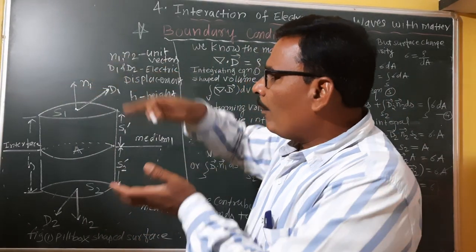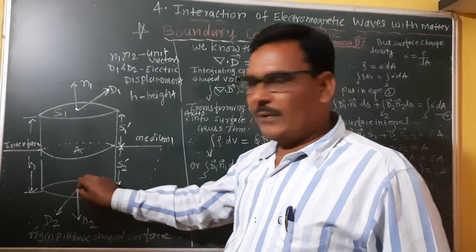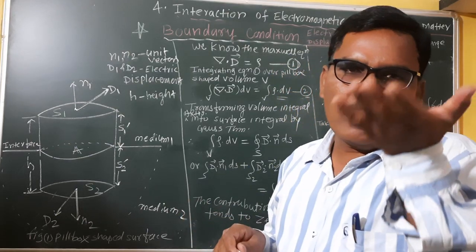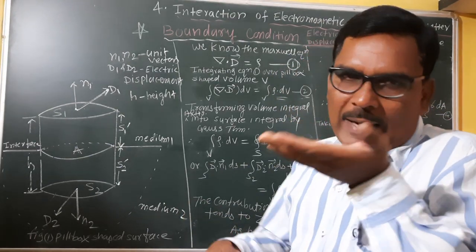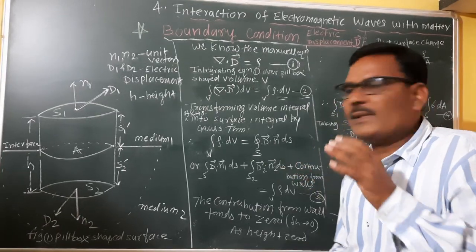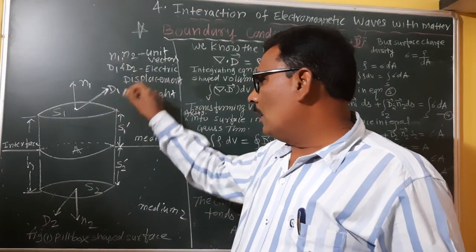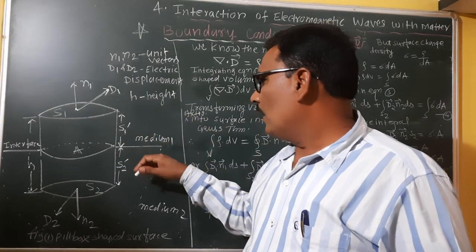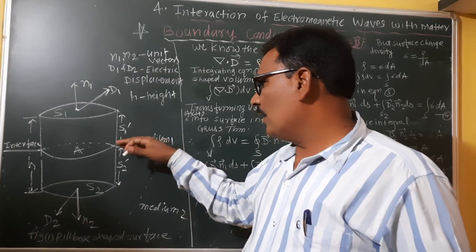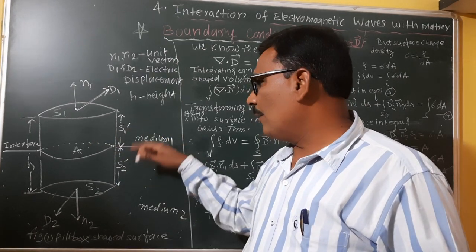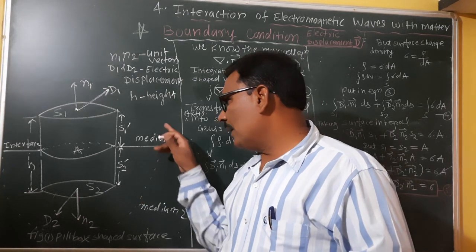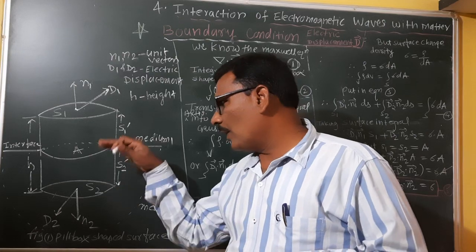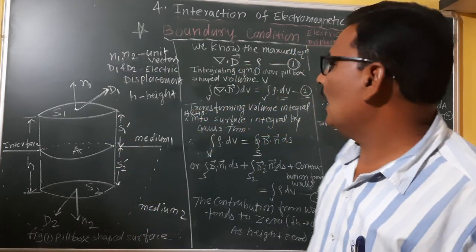First of all, we have the topmost surface S1 and the bottommost surface S2. Due to that, we have an integral at the top of the pillbox surface and an integral for the bottom of the pillbox surface. And for the walls of the pillbox, we have S1 dash above the media interface, in medium 1, and S2 dash below the interface, in medium 2.